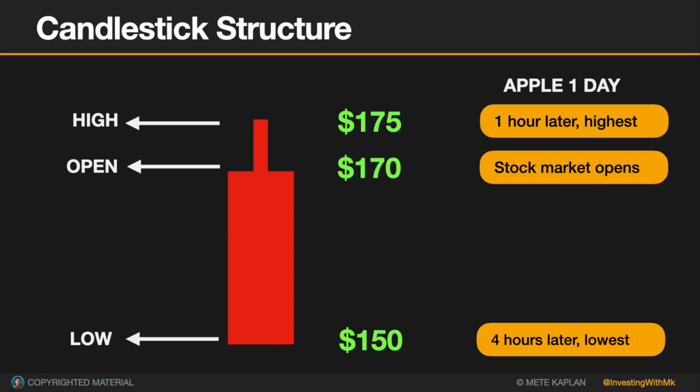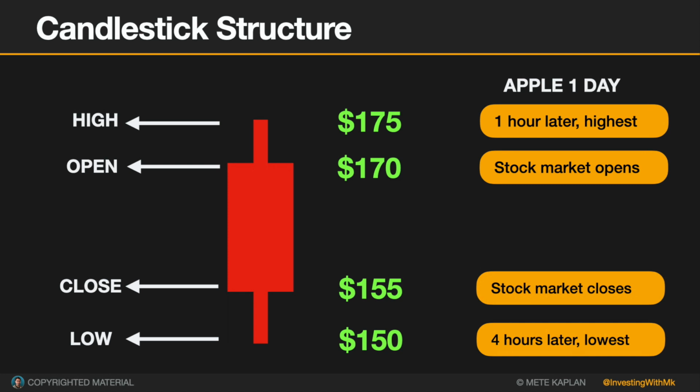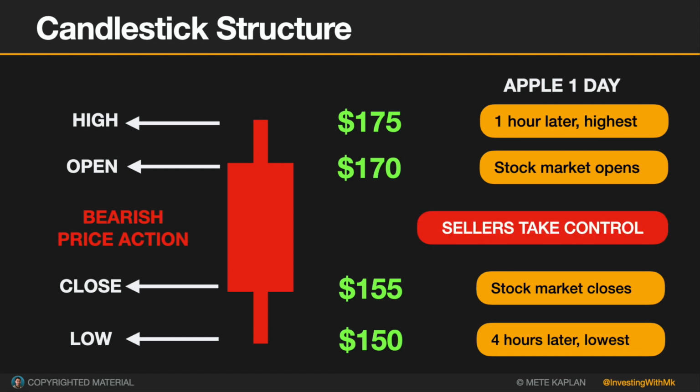Finally, the market is about to close, and some buyers think that 150 is a really cheap price for Apple and buy some shares. Then the stock closes the day at 155. This is the full lifespan of a daily candlestick of Apple stock in the market. When we see red candles like this one, it indicates a bearish price action. We generally call it sellers take control of the stock.